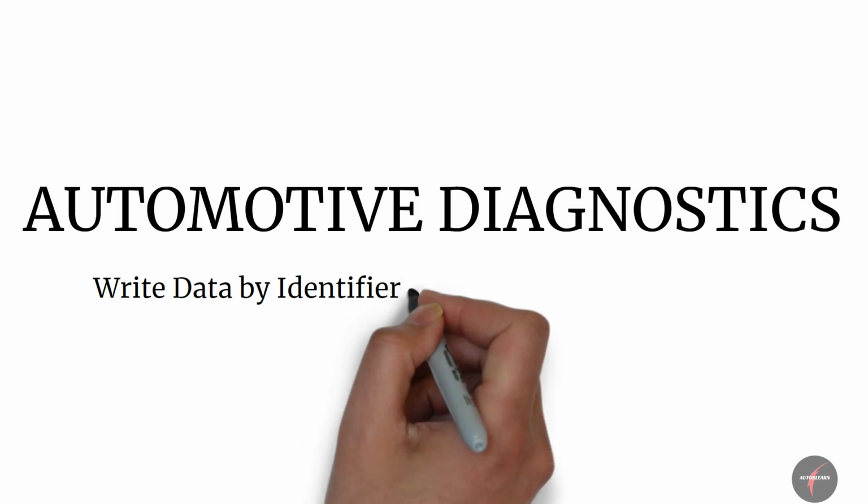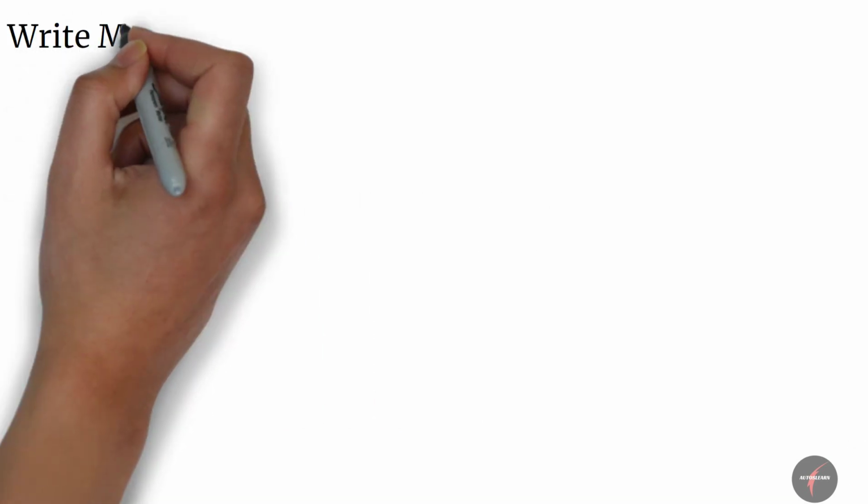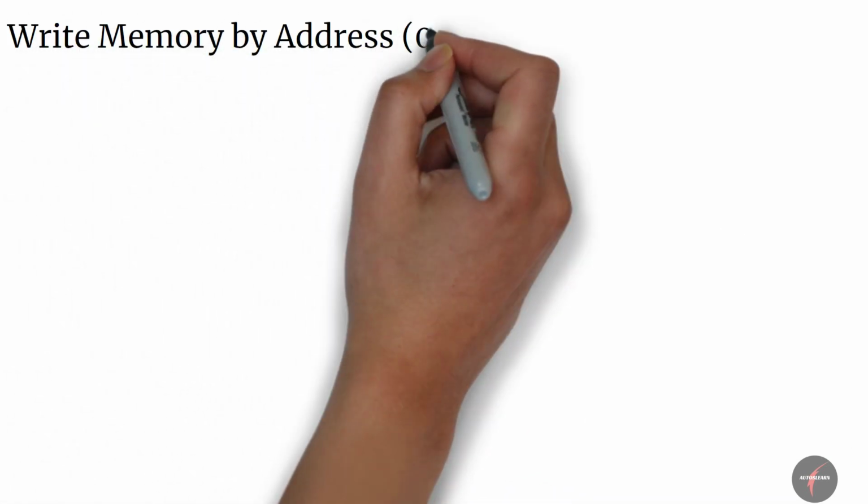In the last video, we had a look into the details of the Write Data by Identifier, that's Service 2E. Now let's move forward and explore the next diagnostic service. It's called Write Memory by Address, or 3D service. Before we dive in, let's understand the purpose of this service.